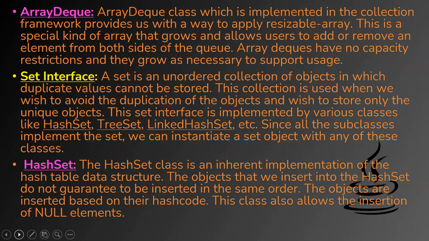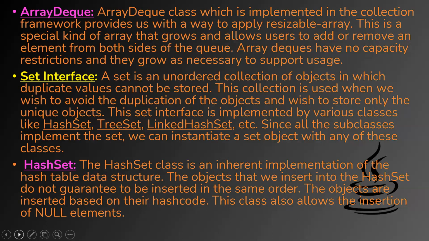Set interface. A Set interface is an unordered collection of objects in which duplicate values cannot be stored. This collection is used when we wish to avoid the duplication of objects and wish to store only unique objects. This Set interface is implemented by various classes like HashSet, TreeSet, and LinkedHashSet. Since all these subclasses implement the Set, we can instantiate a Set object with any of these classes.